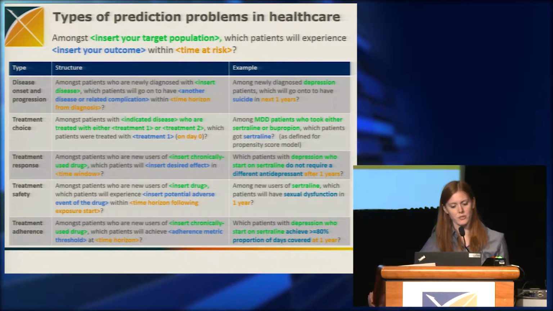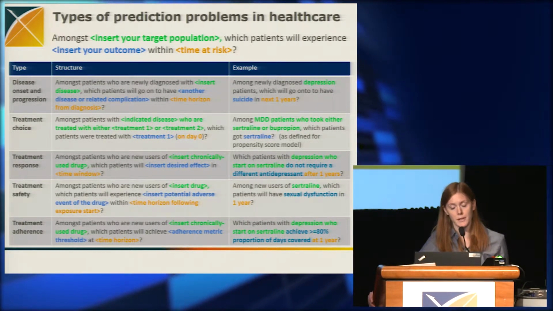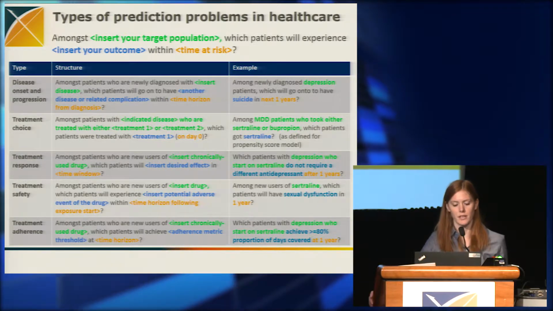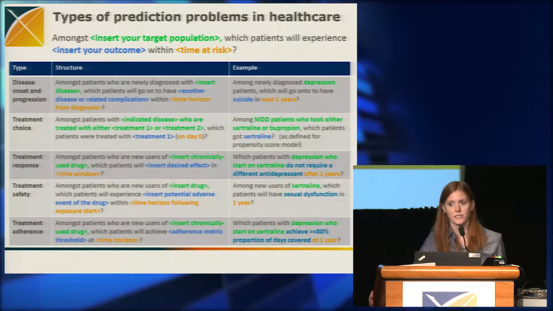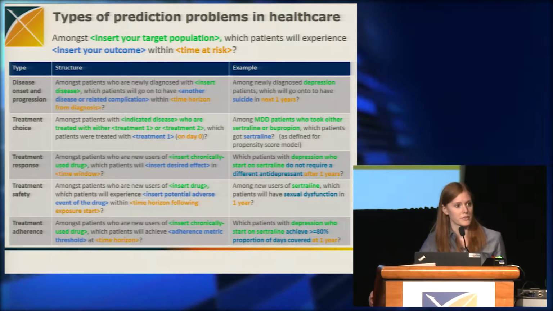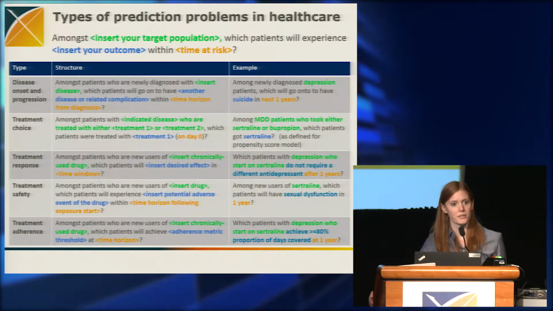This is trying to predict who's going to get some new condition or some advanced stage or complication within some time period. But you could also look at treatment choice. Given someone has a new condition diagnosed, can we predict which treatment they would have been given? You could look at treatment response. Given someone's given some new drug, can we predict whether they're going to have some positive effect in the future?